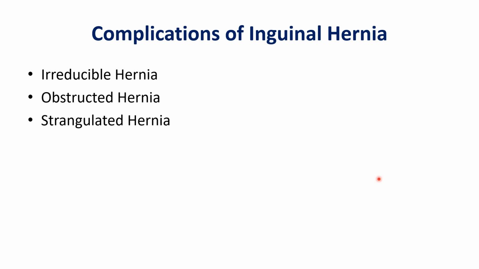Now, complications of inguinal hernia. When the hernia begins, it is possible to reduce it, but after some time it may not be possible to put it back into the abdominal cavity. So initially it may itself go into the abdominal cavity. Later on we might be able to push it into the abdominal cavity. So that is called reducible hernia. But subsequently we might find that we are not able to put it back into the abdominal cavity, and such a hernia is called irreducible hernia.